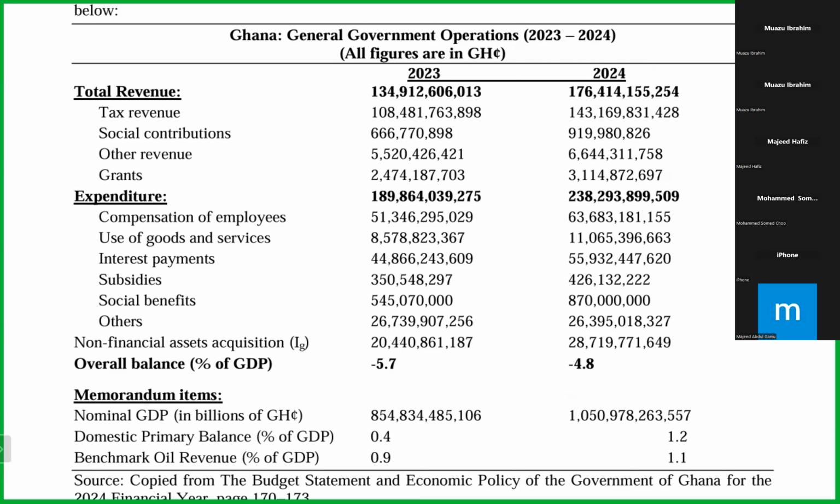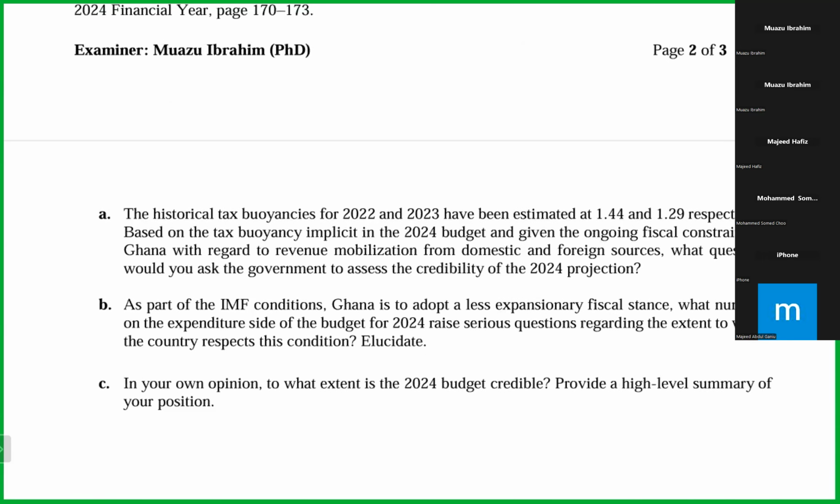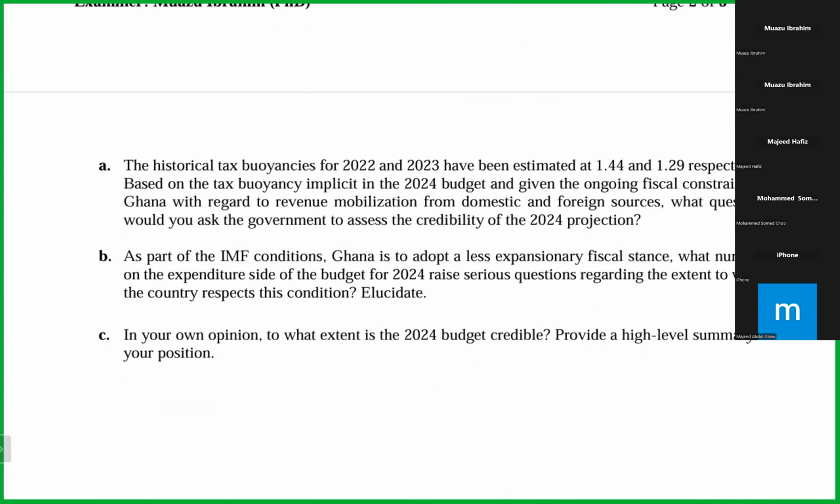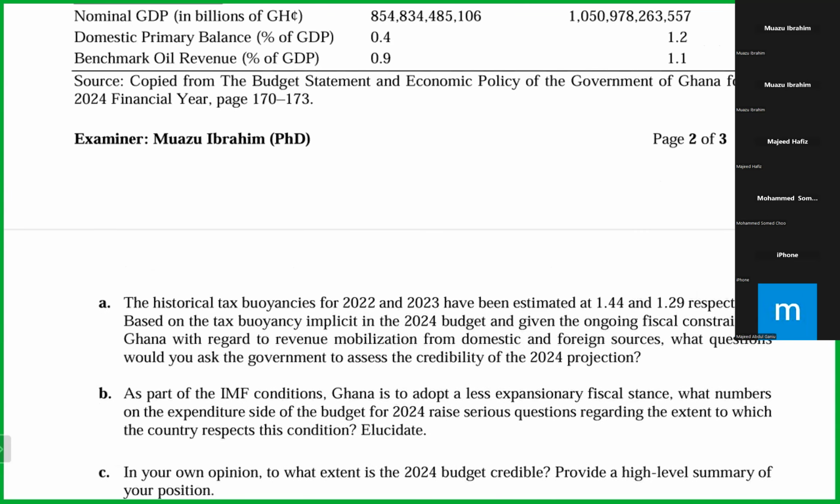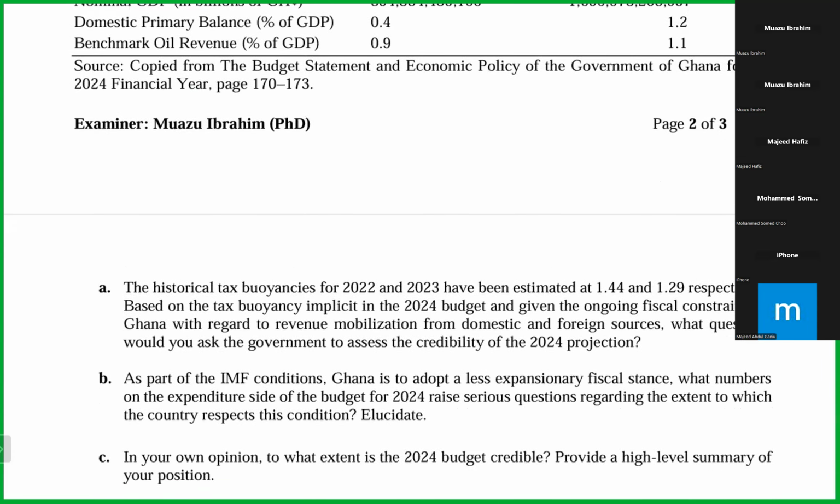So we find a nominal GDP in billions, 8.854.8, and then 1.05 trillion. Okay, so we have all the terms here. I just summarized it. So now the question is, and like I mentioned, you can see the source, and I've also provided the page numbers where you can find this in the budget.